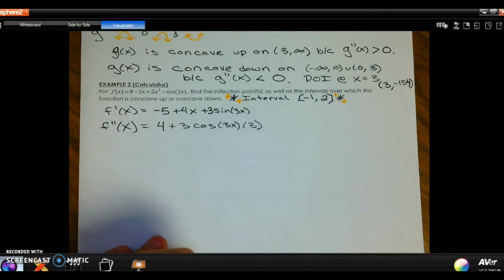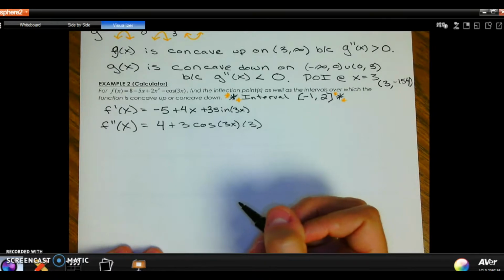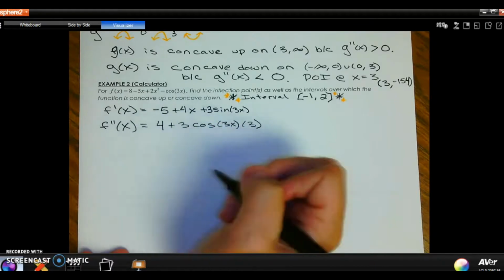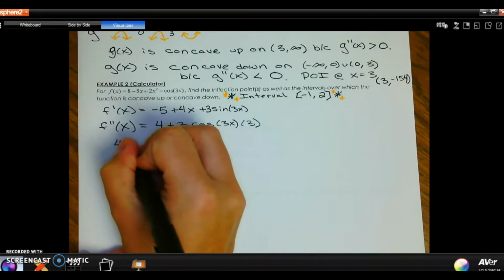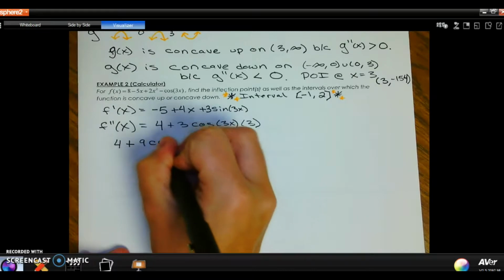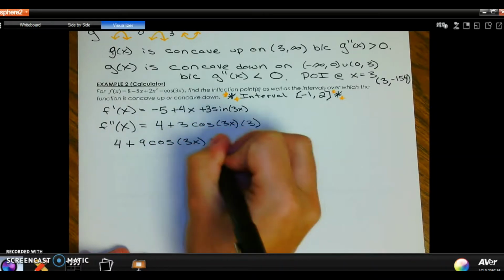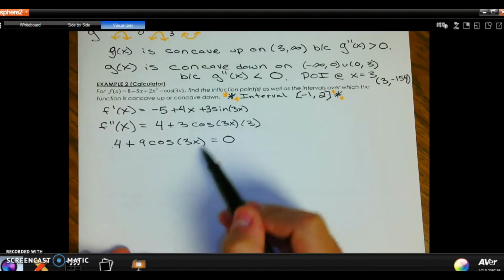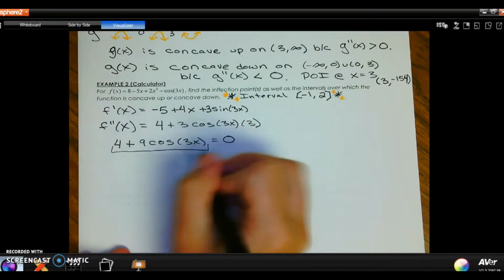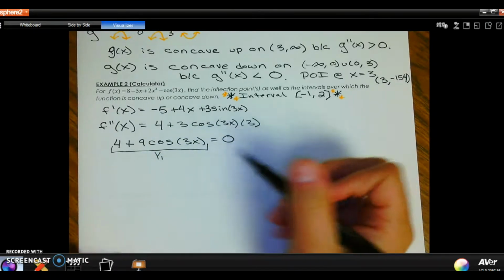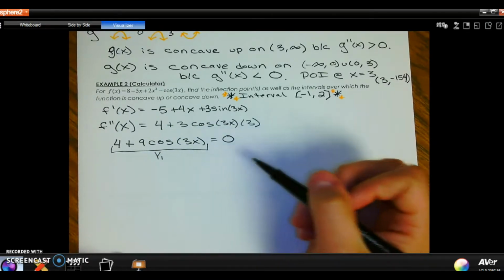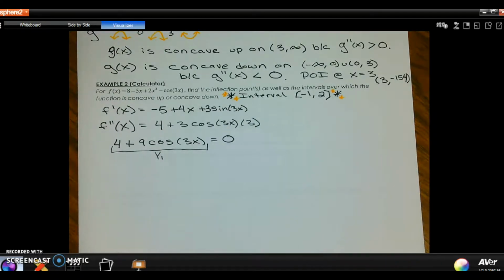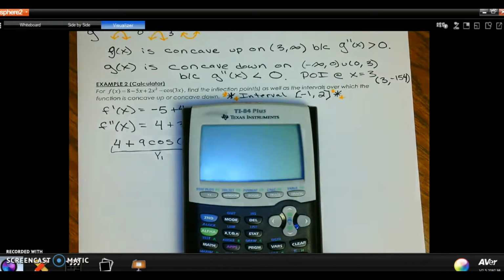Okay, so what am I trying to do? I'm trying to figure out where this thing equals 0 or does not exist. So basically what we're going to do is we're going to have 4 plus 9 cosine 3x, and I want to figure out where that thing equals 0. So what I would do is I would take this and I would put this right into my y1 on my calculator. Okay. And then you have two choices. You can either put 0 into your y2 and then do second calc intersect, or you could just find the 0.